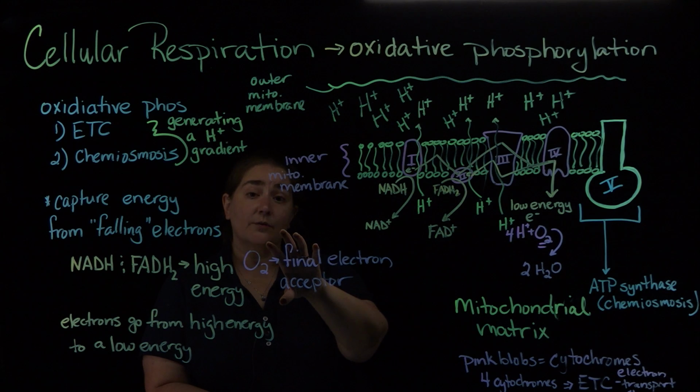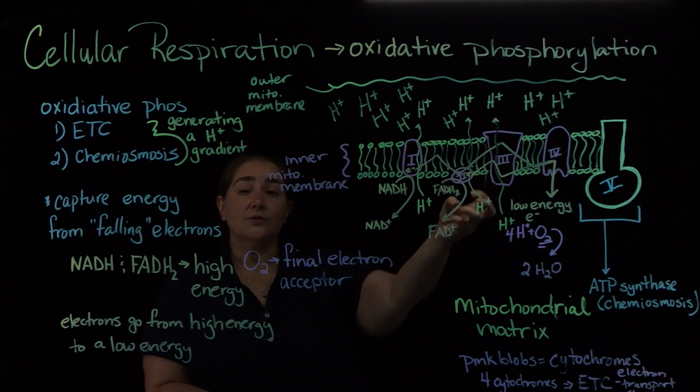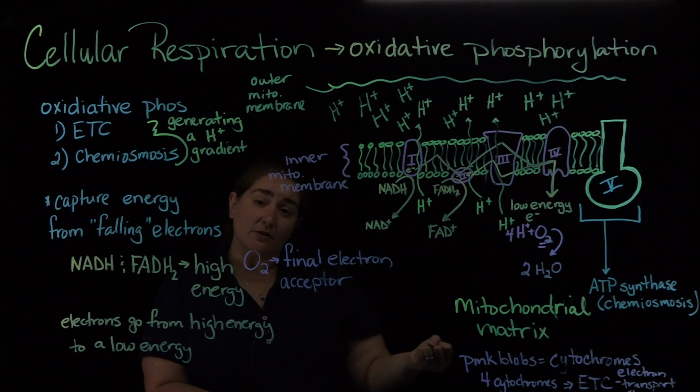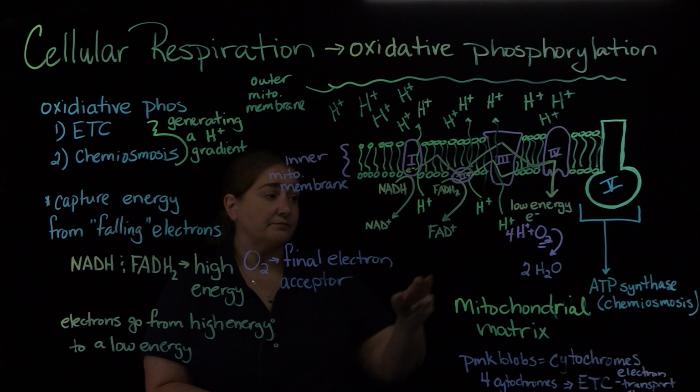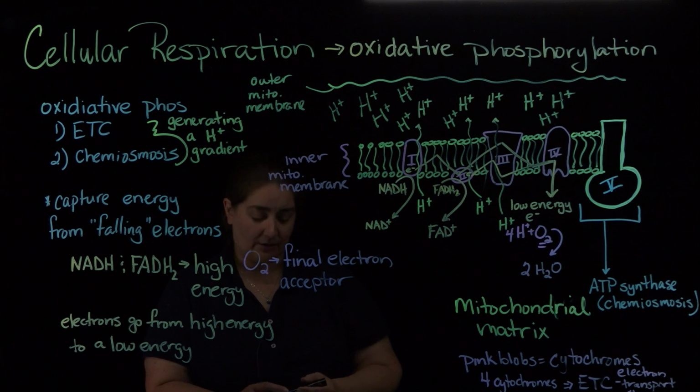So this is where aerobic respiration, where we need the oxygen, is at the end of the electron transport chain. The way I think about it, it pulls that low energy electron out of the electron transport chain to generate our water, okay? So that's what we've got going on there.